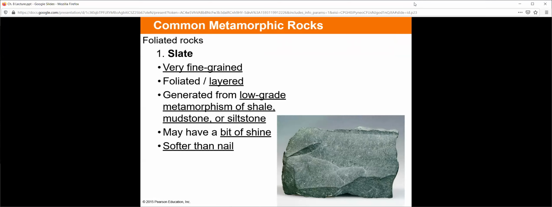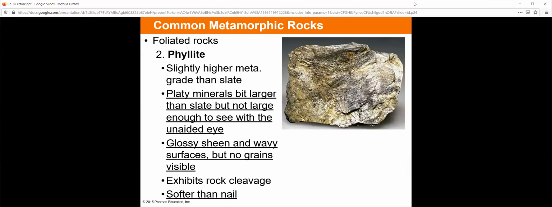Let's get into this a bit more with these particular examples. Slate, very fine grain because it comes from shale, which of course is very fine grain, compressed mud, right? Low grade metamorphism results in slate. You don't have to do a lot to mudstone to turn it into slate. It tends to be very soft and somewhat shiny. How can you tell slate from shale? Shale just looks like a piece of mud. Slate looks like someone polished it up a bit.